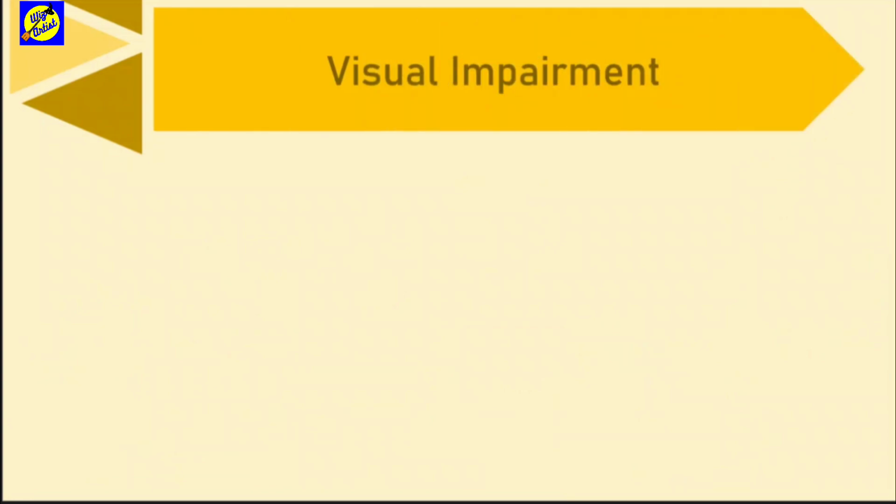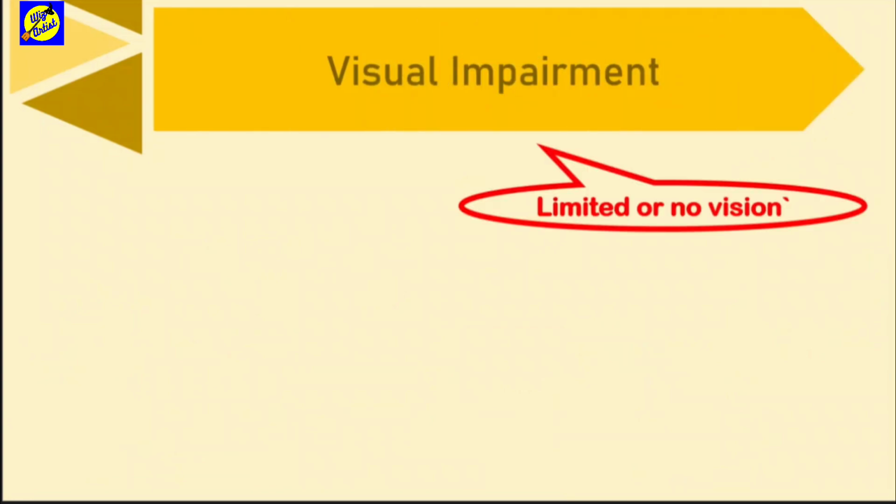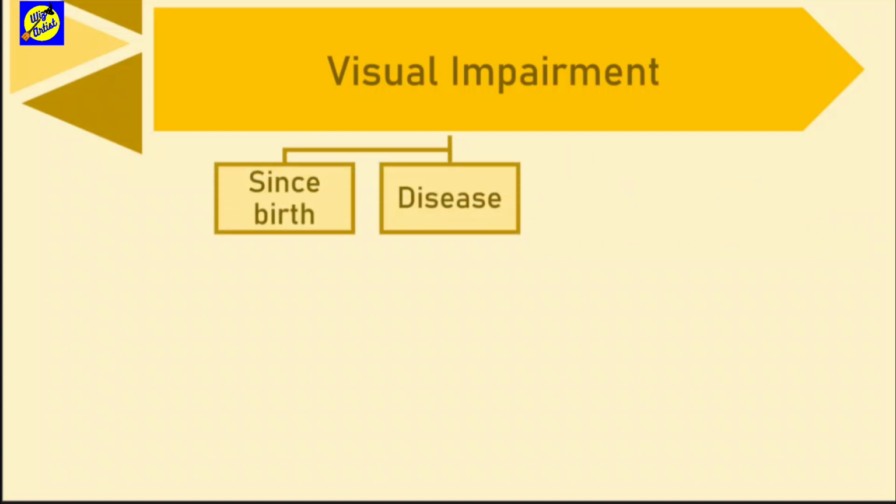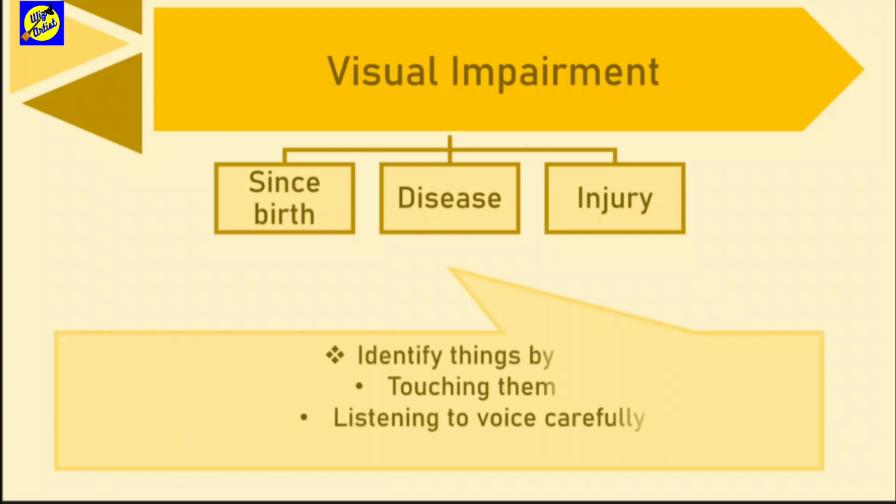Visual impairment means limited or no vision at all. This can be since birth, because of a disease, or because of an injury. In such cases, people identify things by touching them, listening to the voices and sounds around them very carefully. Because of this, their other senses are developed more sharply compared to people without any visual impairment.